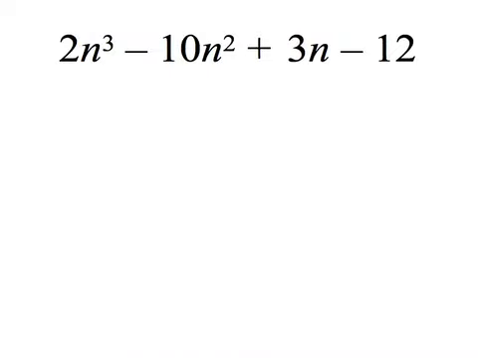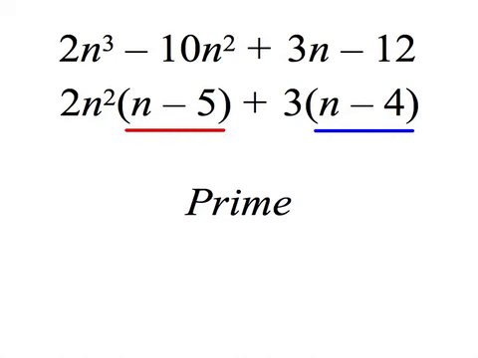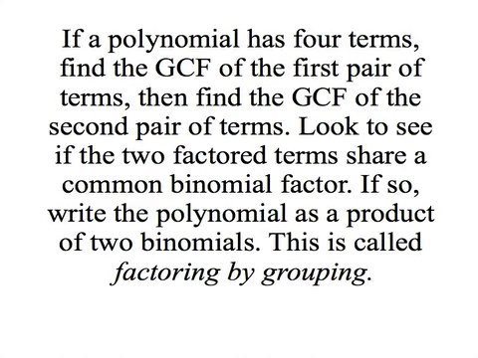Well, here's 4 terms. And the common factor of the first two is 2n squared. And the common factor of the second two is 3. But our binomial factors don't match. One is n minus 5, one is n minus 4. They're close, but they don't match. And we can't make them match by factoring out any negative 1s. So we stop here. This particular polynomial is prime.